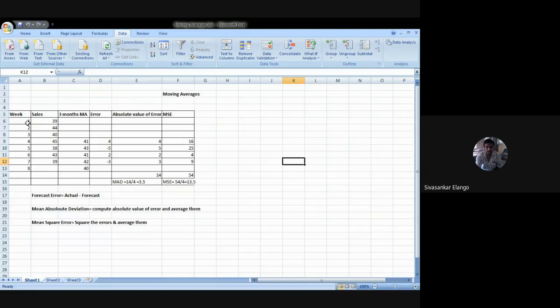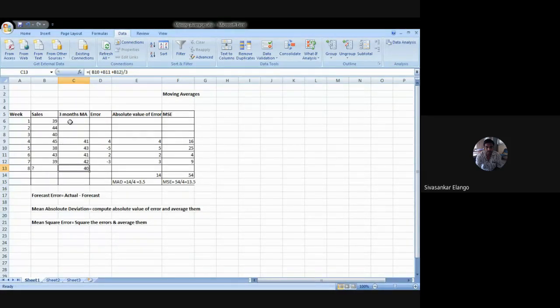Here we have the weekly sales of your product over a period of time. In the first week the sales of the product is 39 units. Second week, 44 units. Third week, 40 units, and so on. We are expected to predict the sales of week 8. To predict it, we are going to use a technique called simple moving averages.